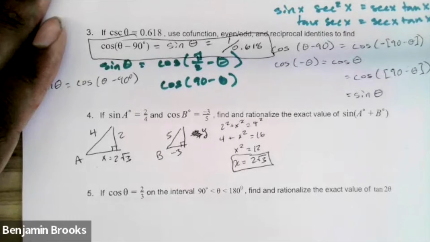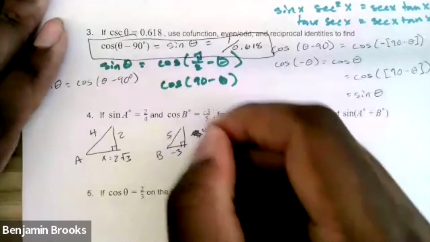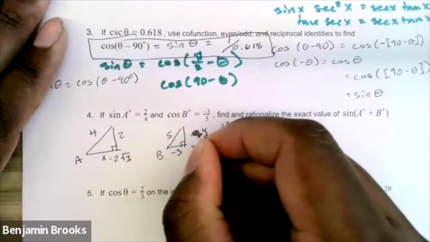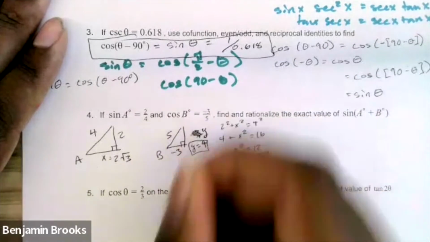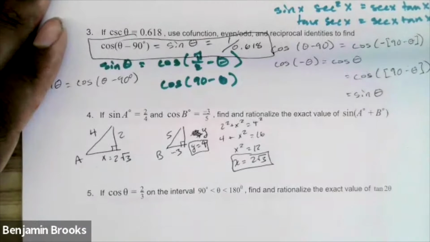Now we need to figure out what Y is. And I'm pretty sure everybody can guess what Y is going to end up being. And Y will end up being what? 4, right? Exactly. Because, I mean, it's a 3, 4, 5 triangle. Y equals 4 in this case. All right. Why is all that important?